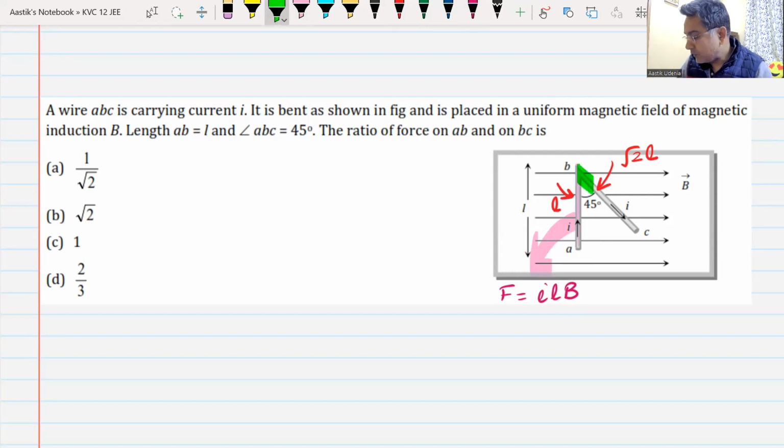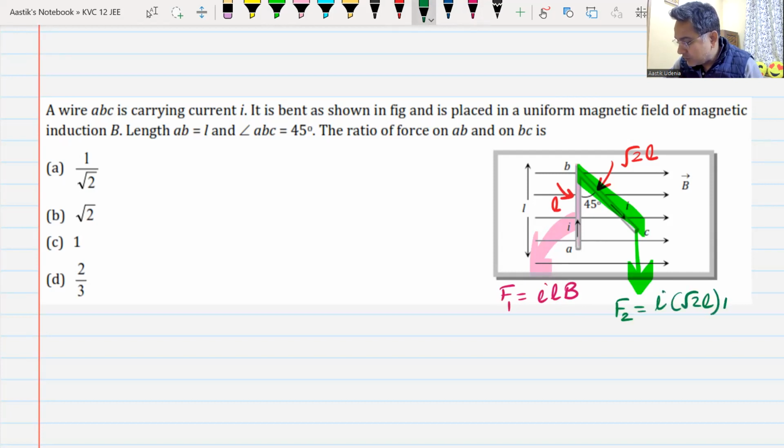The force on this green wire, I'm talking about the magnitude only. Let me call this F2 and let me call this F1. The force F2 will be equal to how much? I into length √2L into magnetic field B into sine of the angle between DL and B. What is the angle between DL and B? Sine of 45, yes or no?